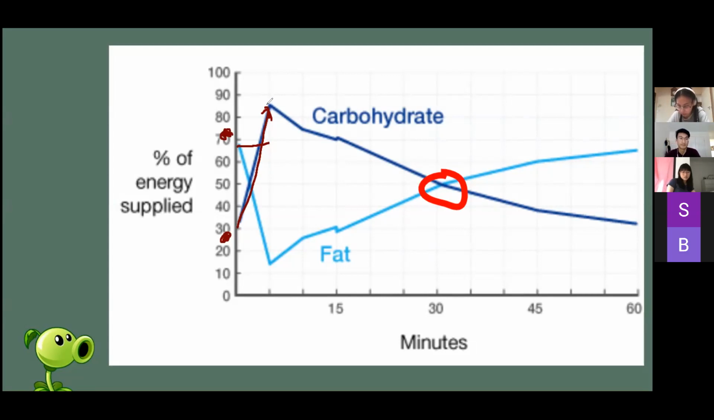Anyway, once the race progresses and you start running out of carbs, you reach this point here, right? The magical 30-minute barrier. That's when you're going to start using fats as the dominant source of energy again, whereas your carbs have run out. So the proportion of carbs that you use is going to get lower. That's basically what that diagram's saying.